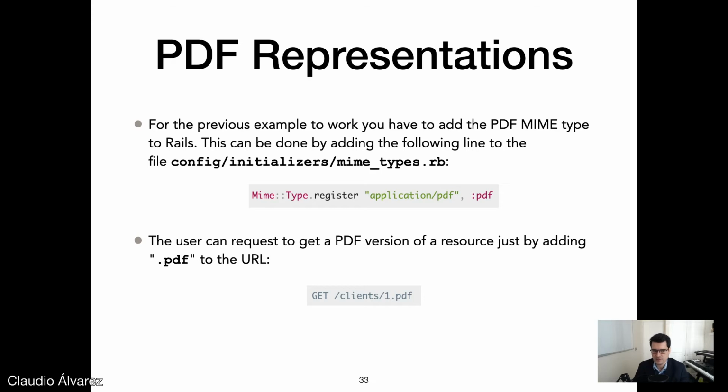So in this case, you can then route to the resource by using get /clients/1.pdf, and that will give you, of course, the PDF representation. If you got JSON as well supported, then it's 1.json. If you got HTML, it would be just 1 by default.